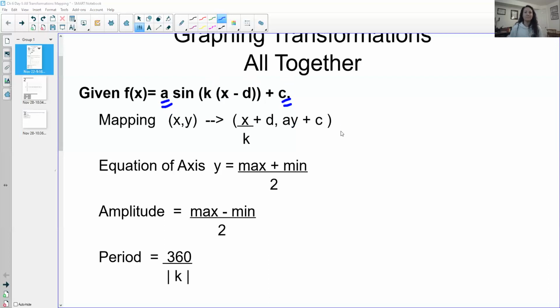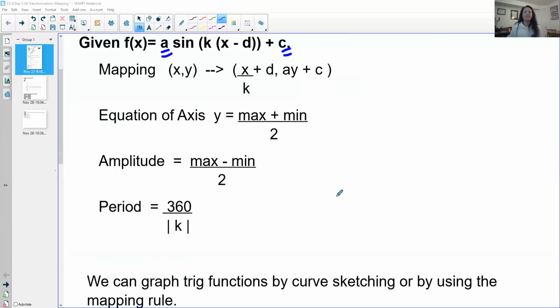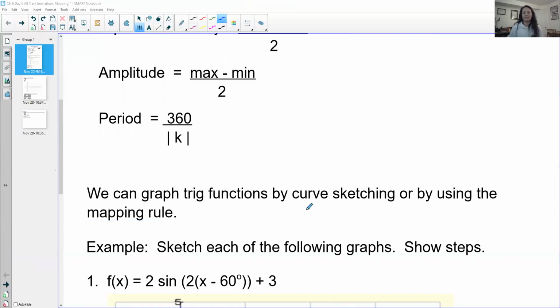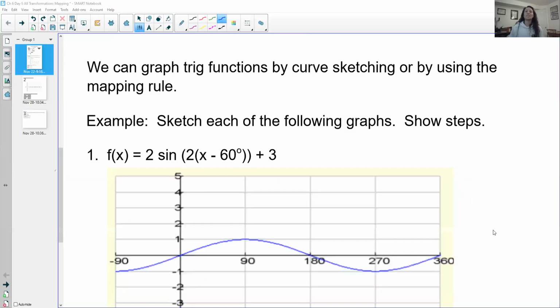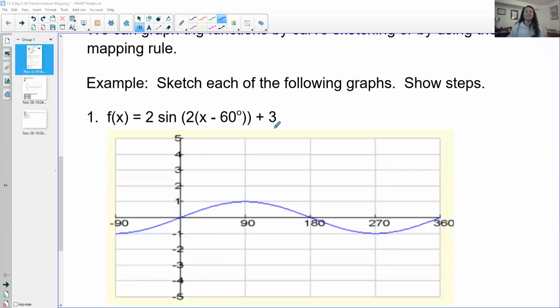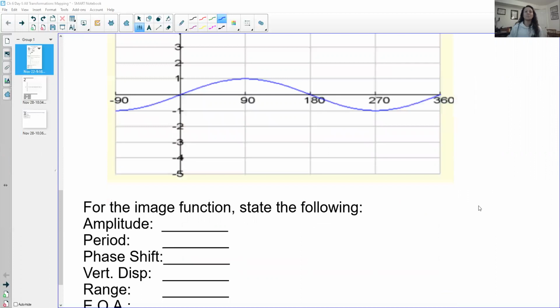Okay? All right, so if I have to refer back up there later, we will. I don't care which way you do it. I'll show one example with the mapping rule and then one with the curve sketching, okay? So we can graph any of these by using our curve sketching. So let's quickly look at this one right here, and then we'll answer some questions below.